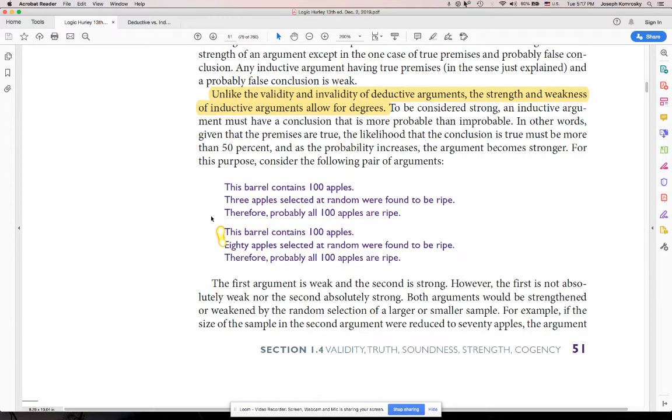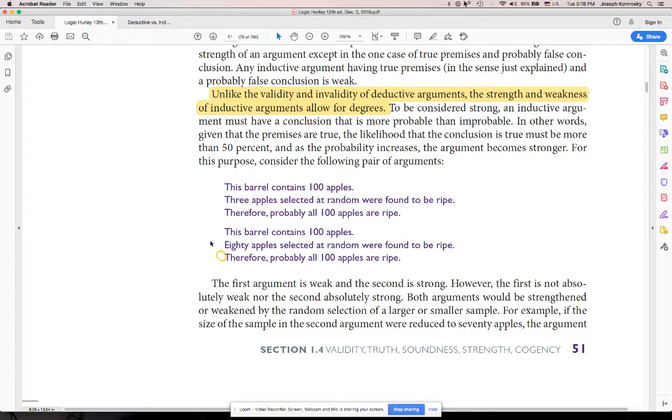So here's a better one. This barrel contains 100 apples, the same first premise, right? They alter the second premise and they say, hey, instead of 3, 80 apples selected at random were found to be ripe. Therefore, probably all 100 apples are ripe. And what these two examples are getting at, this is weak and this is strong, and it's allowing for degrees. Now I ask you, how could you make this one even stronger than it is now? What would you do? I'll give you a second to think about it.